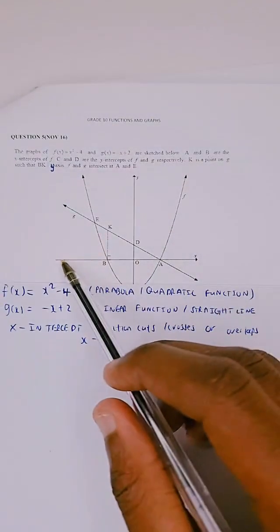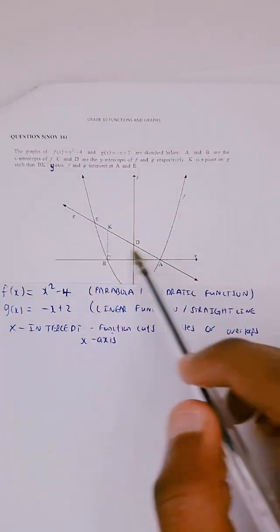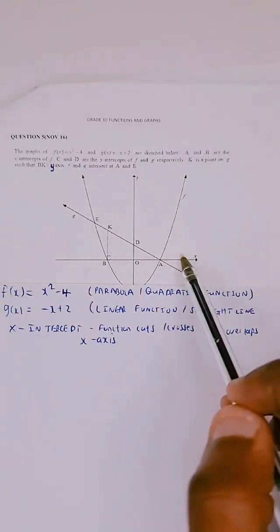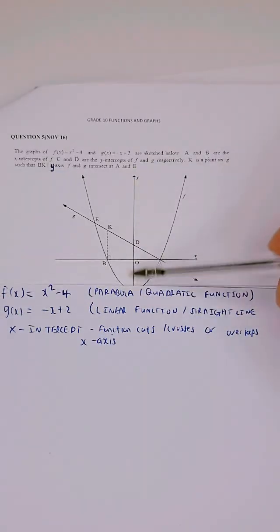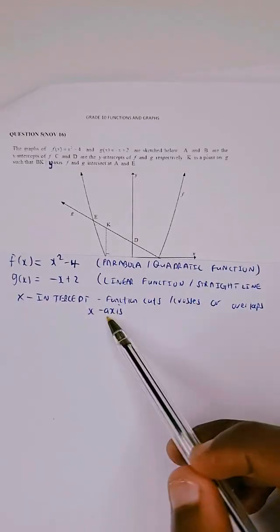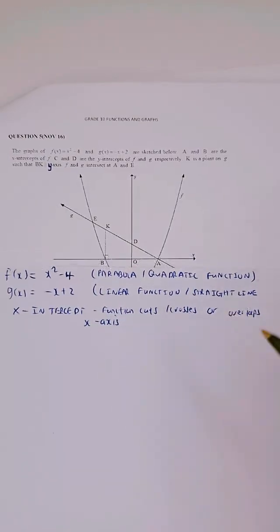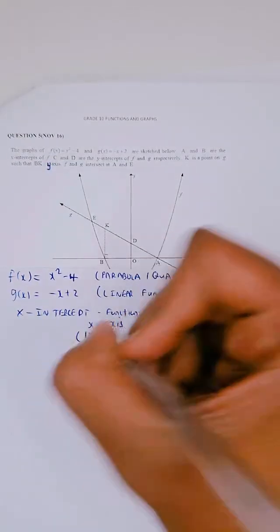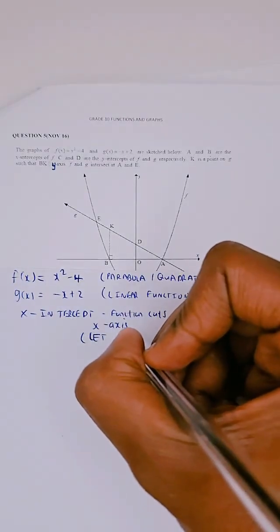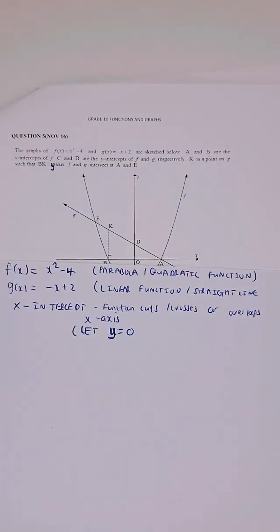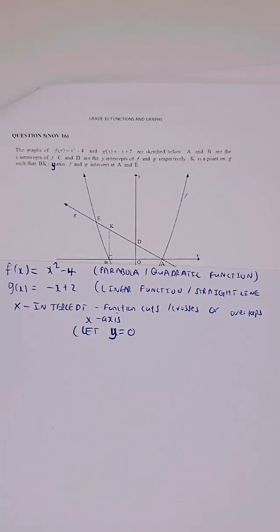Now the x-axis, guys, on your Cartesian plane, this is called the x-axis. It's a number line of real numbers. This is your y-axis. It's a number line of real numbers. So our x-intercept is simply where the function cuts, crosses, or overlaps the x-axis. That's what the x-intercept is. The equation of that particular line is y is equal to 0. So everywhere on that horizontal line, our value of y is 0.